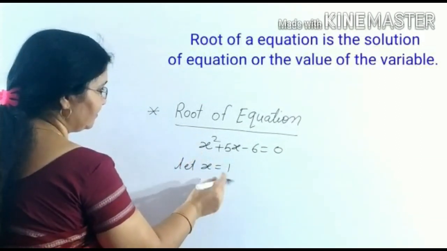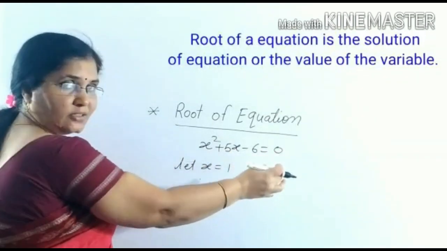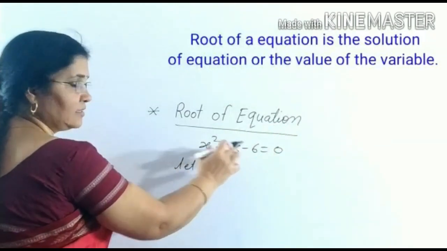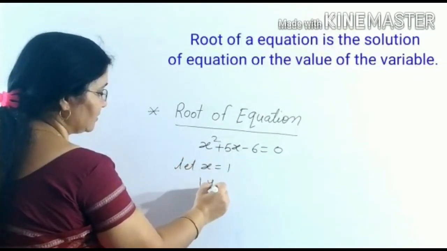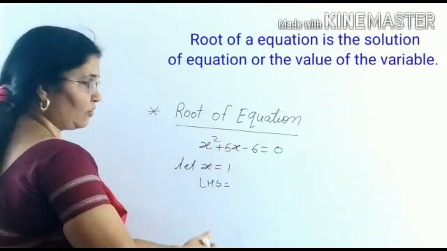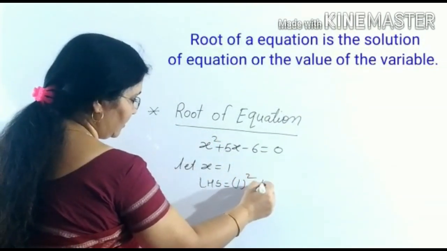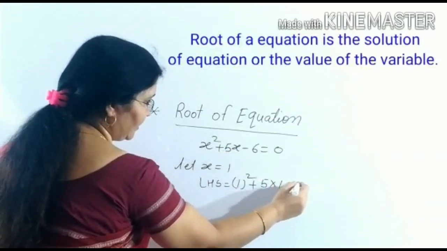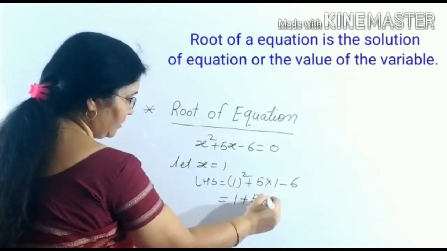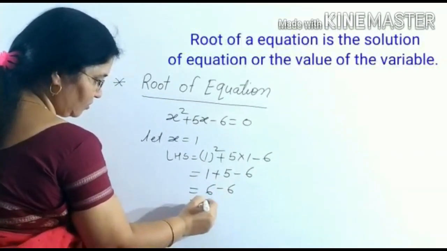This equation has two sides. This is LHS and this one is RHS. Its RHS is 0, whereas this LHS is x square plus 5x minus 6. I will take LHS and check whether it will be equal to RHS or not. So instead of x, I will put here 1 square plus 5 into 1 minus 6. 1 square is always 1, plus 5 into 1 is 5, minus 6. 1 plus 5 is 6, minus 6 is equal to 0.